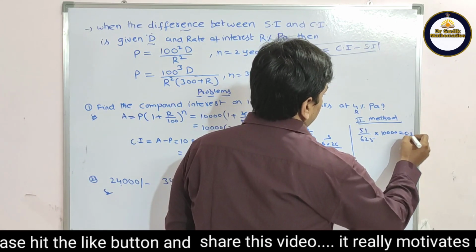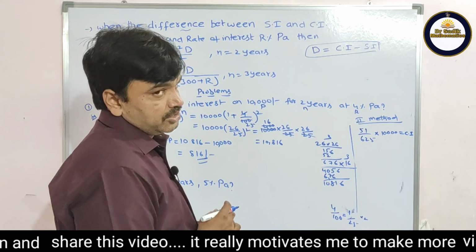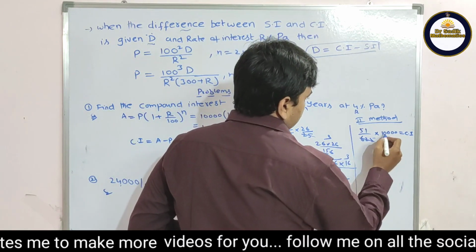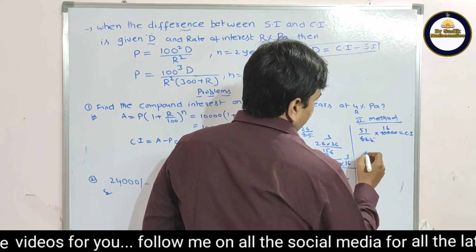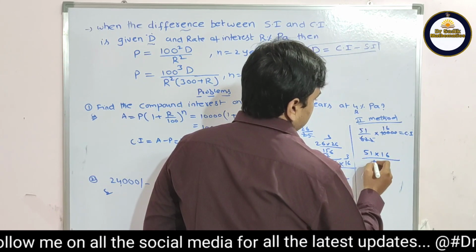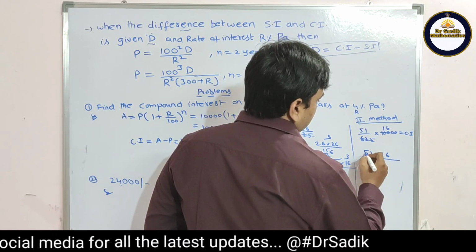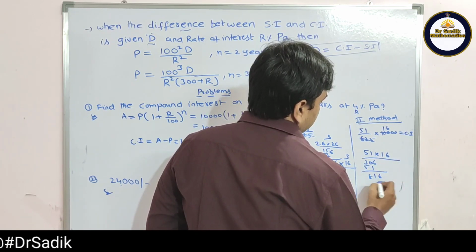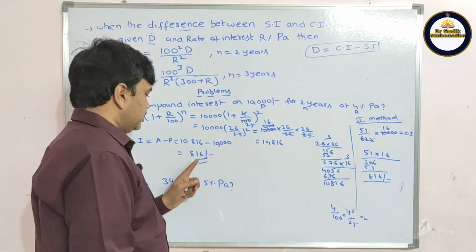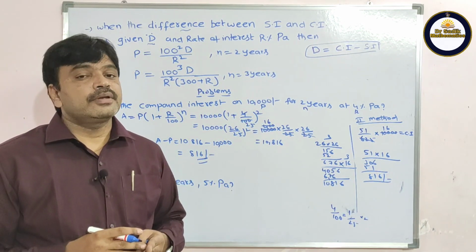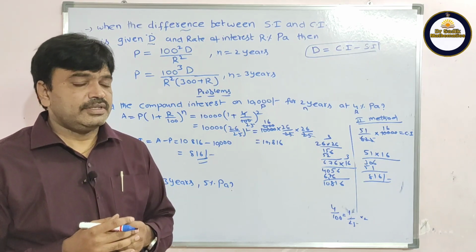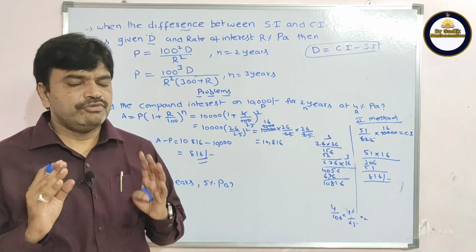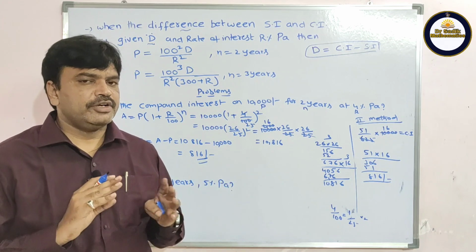That is equal to, we directly calculate the compound interest, friends. See here, 25 and 25. How many times in 10,000? 16 times. So 625, then 16 times. So 51 into 16, friends. 6 ones are 6, 6 5s are 30. 816. See friends, we get 816 within 30 or 45 seconds. So it is better to apply this procedure, friends. We can solve the problem within 30 to 45 seconds.